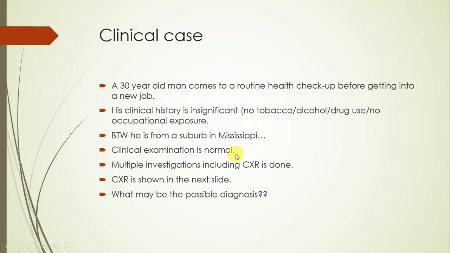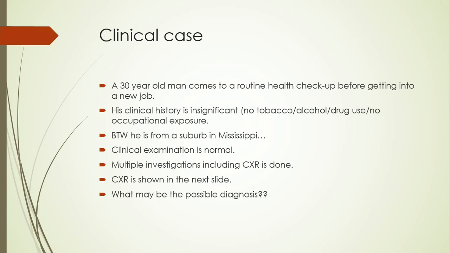Here is our case. A 30-year-old man comes to a routine health checkup before getting into a new job. So you might call it a pre-employment checkup. You have taken his history, and he does not smoke, nor does he use any alcohol or have any history of IV drug abuse or oral drug abuse. And he does not have a history of any occupational exposure. On further questioning, he is from a suburb in Mississippi by the Mississippi River.